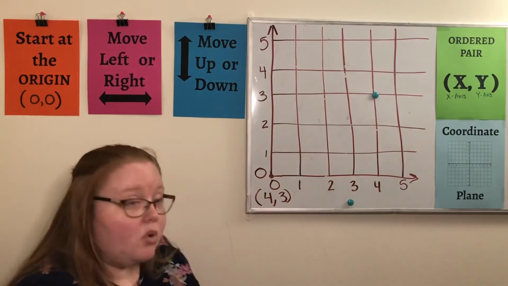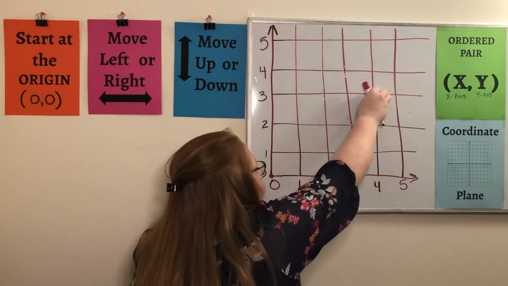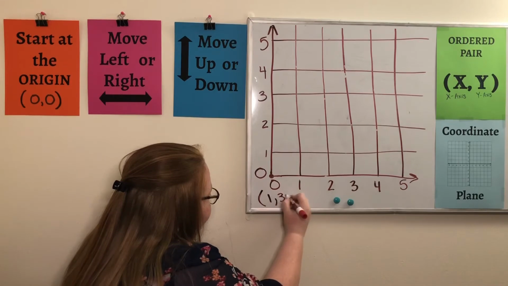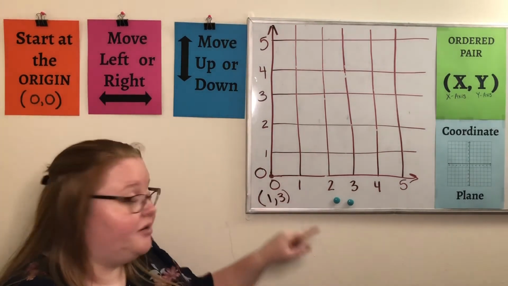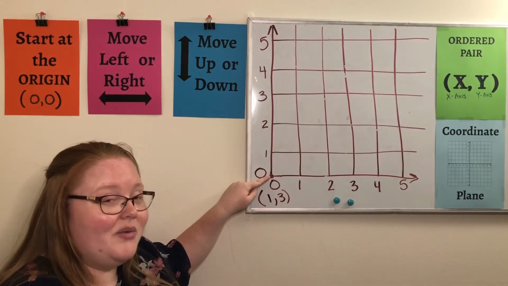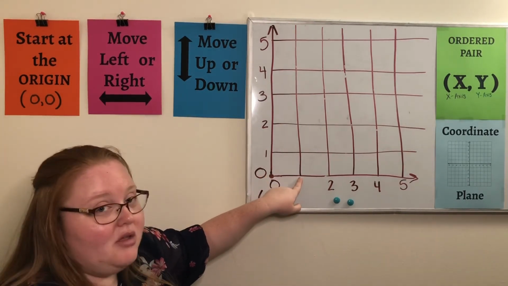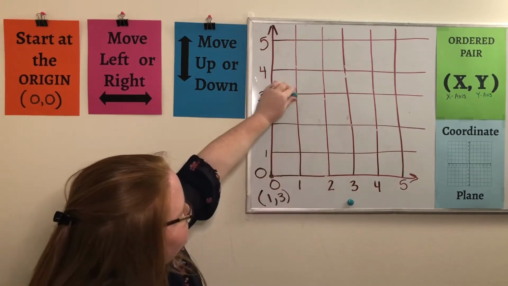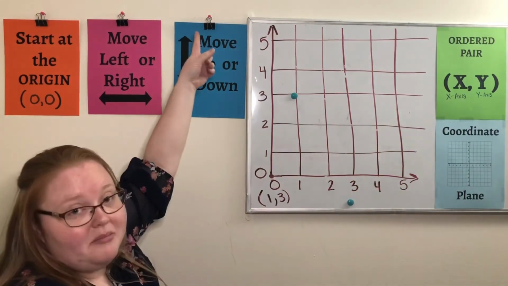Let's do one more example this way. How about 1, 3? Okay, first step, orange. Start at the origin, that's here. Then we're going to do pink. What do we do? Move over to 1. We have to crawl before we can climb. 1, 2, 3. There we go. Okay, so remember to always crawl, then climb.